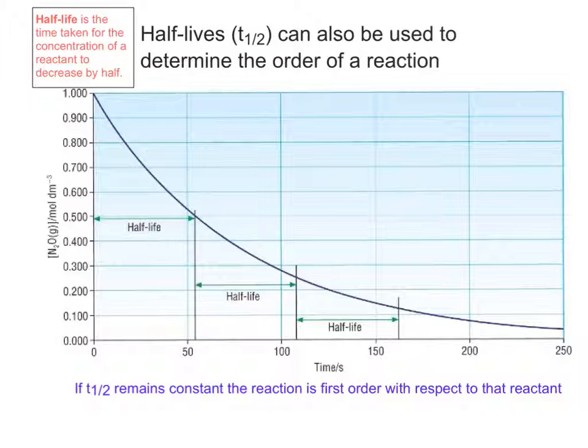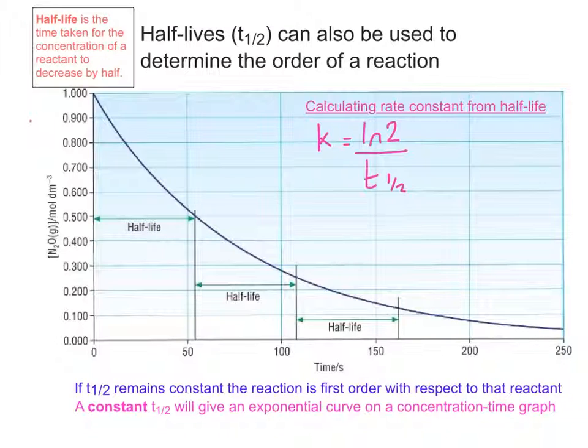So we can also plot a concentration time graph and get the half-life. The half-life is the time taken for the concentration to drop to 1/2 of what it was before. If the half-life remains constant, the reaction is first order with respect to that reactant. We can also calculate the rate constant k from the half-life by taking the natural log of 2 and dividing it by the half-life. So in this case, it's the natural log of 2 divided by 55 approximately, and that gives you 0.0126.